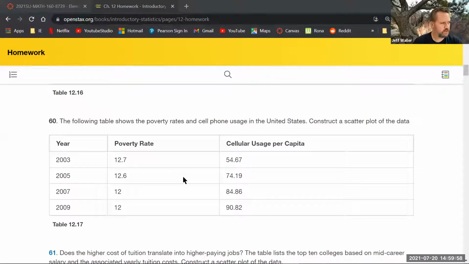Oh, you have a question on number 60? Oh, okay. All right. Let me show you. I thought I did this. The following table shows poverty rates and cell phone usage. So which thing did they give us that I don't care about? Yeah. The year. Good. So this is my X's and this is my Y's.